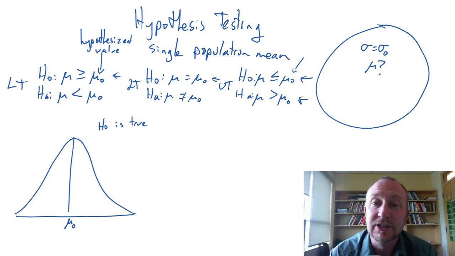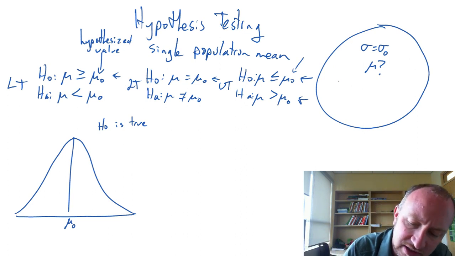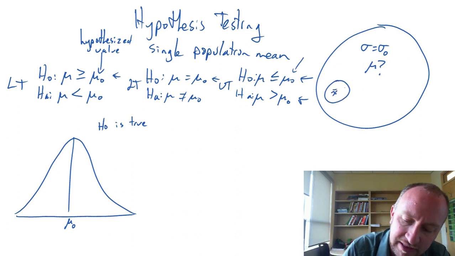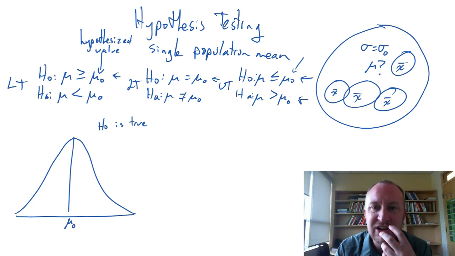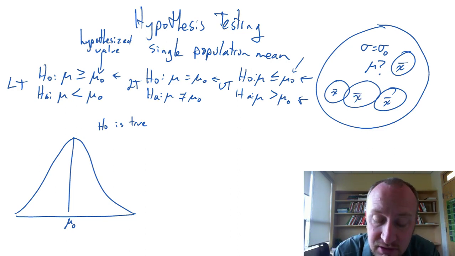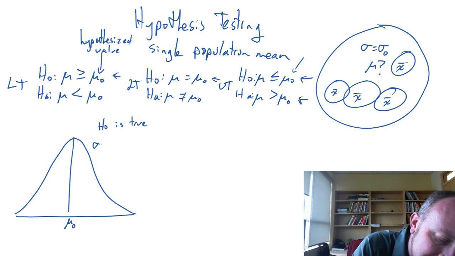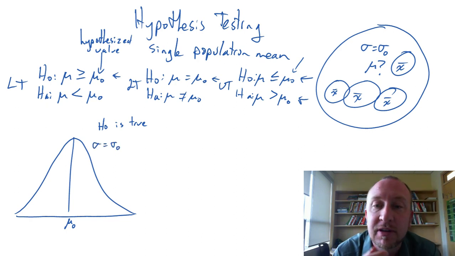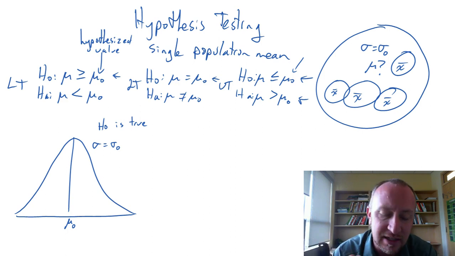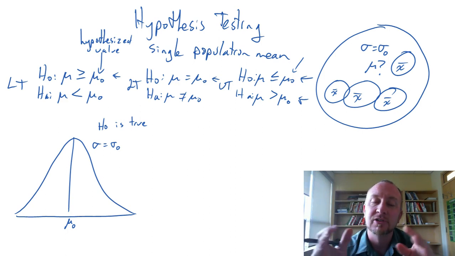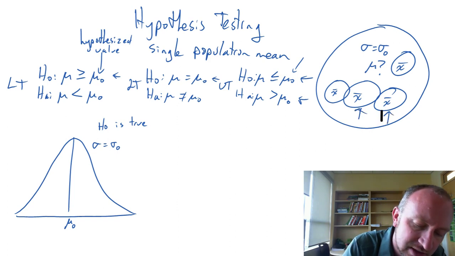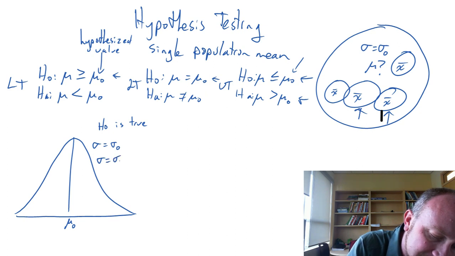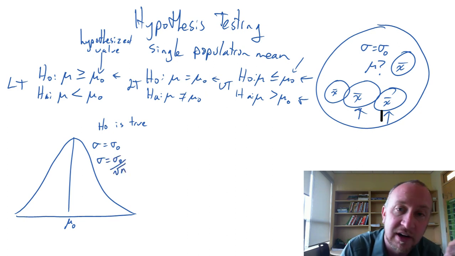Now, what we do is we take a sample. That sample could be here, and that might be the sample mean. Maybe my sample is here, and there's my sample mean. Maybe it's here, there's my sample mean. Maybe it's here, right? We know that there's a sampling distribution. So if this population distribution has standard deviation sigma naught, whatever value that takes, then I know that the standard error, or the distribution of these possible sample means, is calculated by sigma naught over the square root of whatever our sample size was.